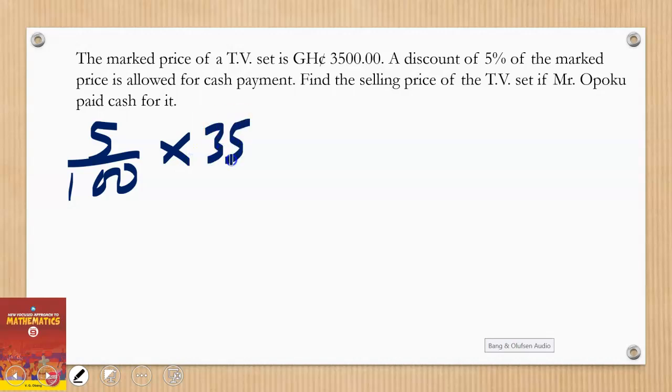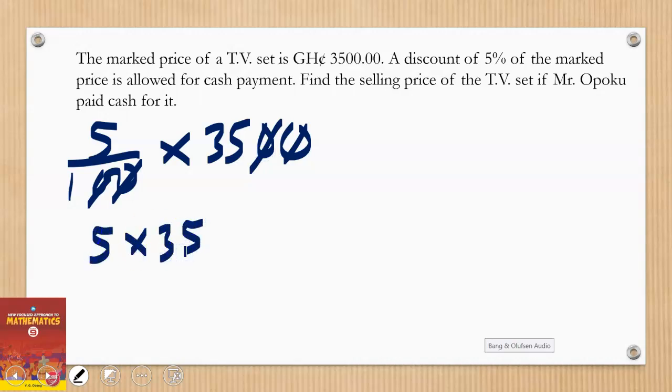Of course, the 2 zeros cancel out, and we have 5 times 35. Great. And we know how to multiply a number by 5, which is very simple. So 5 times 35 will just give us 175. We just subtract 1 from the 35 to get 34, divide by 2 to get 17, attach 5, and that becomes your answer.